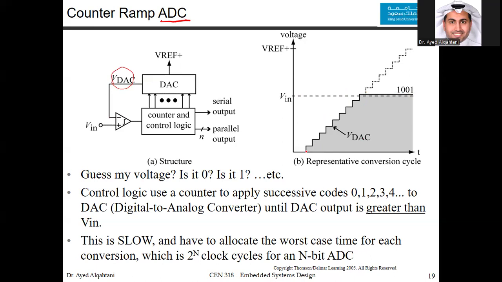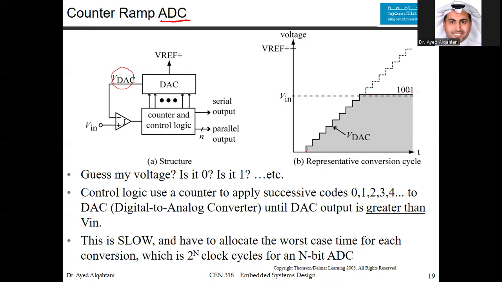So here we started with 0. No, doesn't work. 1, 2, 3, 4, and you keep counting until you reach this value, which is 8. And now for the next count, the counter increases by 1, so it becomes 9. So now you have 1, 0, 0, 1. And you convert it back to analog, which is the voltage, 9 volts. You compare this to the VN. You find out the 9 volts is larger than the VN at this time.